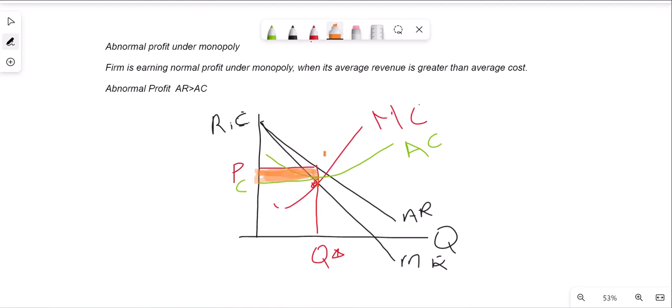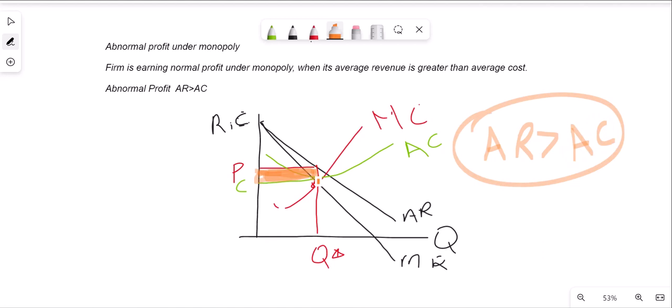As you can see, this point is the average revenue point and this point is the average cost. So average revenue is greater than average cost. So when average revenue is greater than average cost, it means that the firm is earning abnormal profit. Either in the case of perfect competition or imperfect competition, in both cases the firm is earning abnormal profit when its average revenue is greater than average cost.